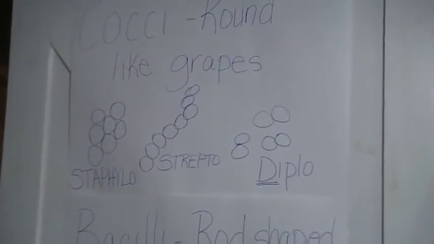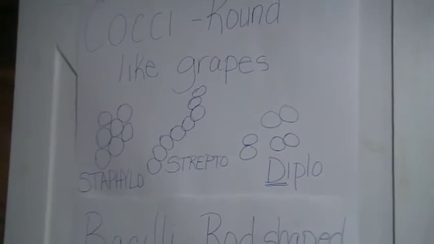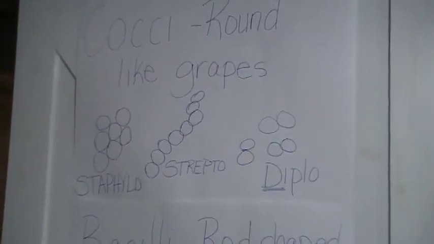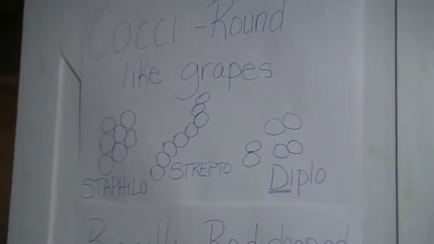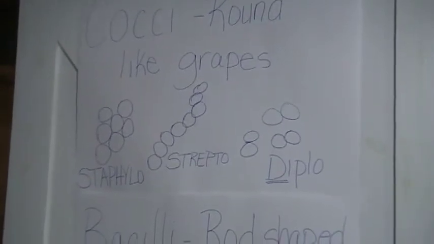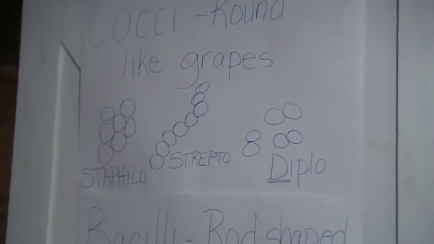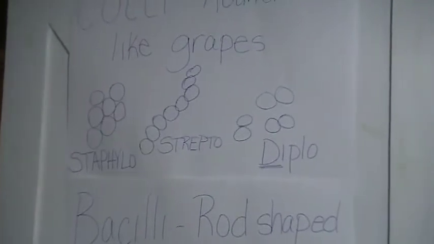Streptococci, this is your strep throat, blood poisoning, strep throat. They're in a kind of curved line, like a string of beads. They do also form pus. And again, they cause strep throat and blood poisoning.